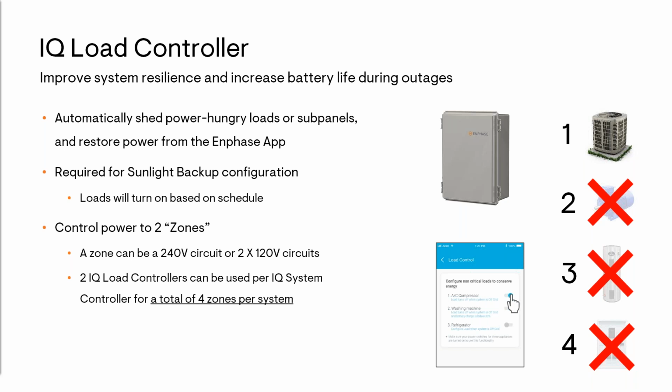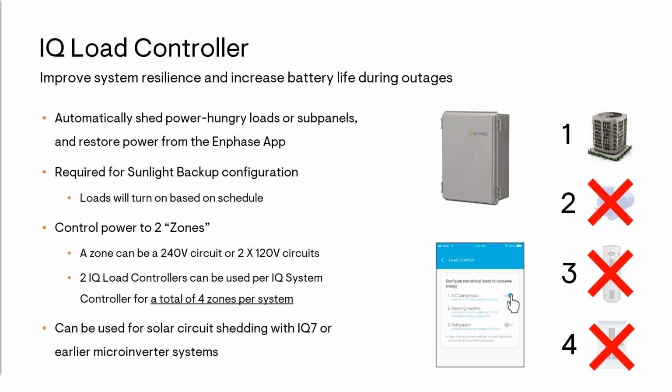Getting a little bit into the details here, but each IQ load controller can control power to 2 zones. Now, what do I mean by a zone? A zone can be either one 240 volt circuit or two 120 volt circuits. Two IQ load controllers can be installed per system. So that would be a total of 4 zones.